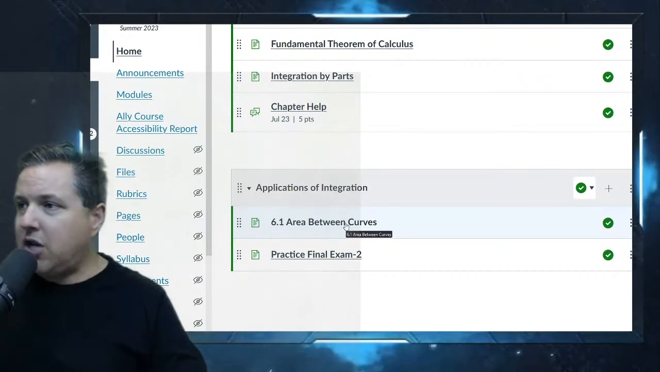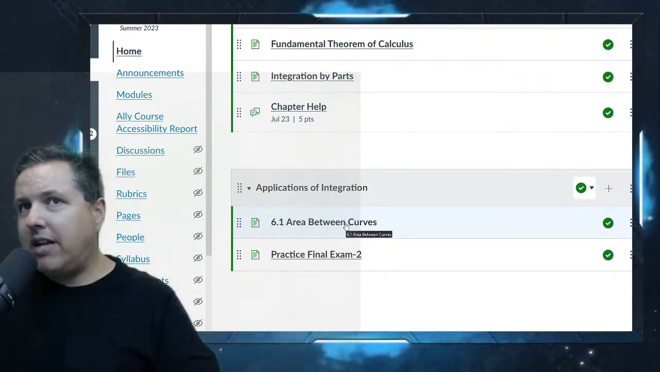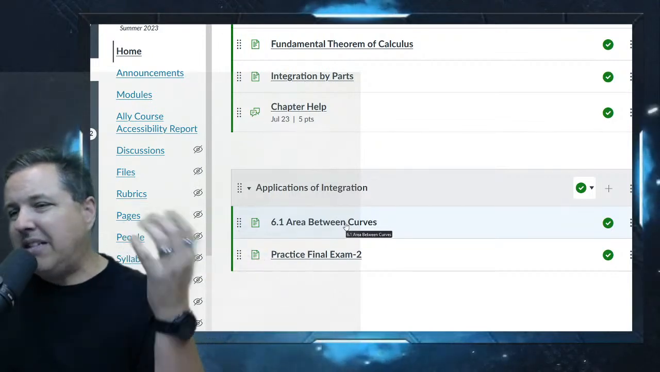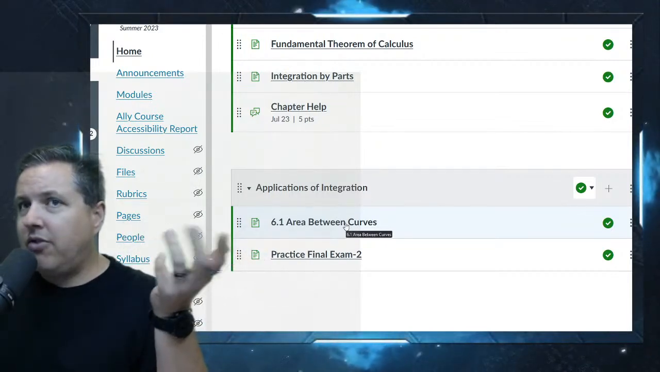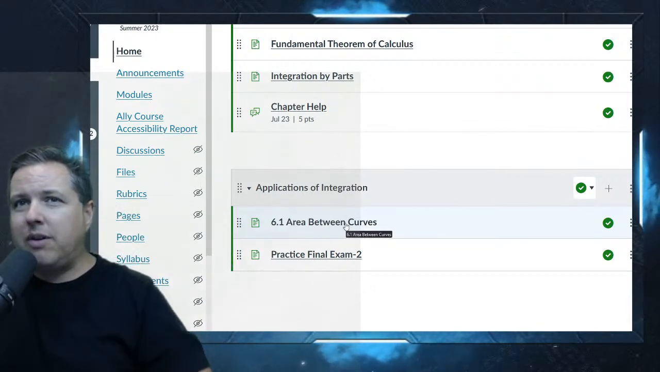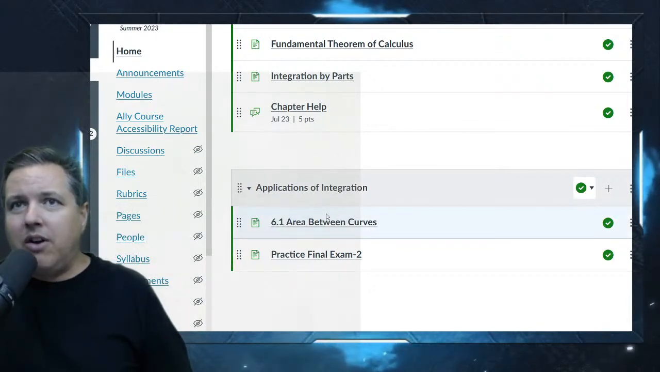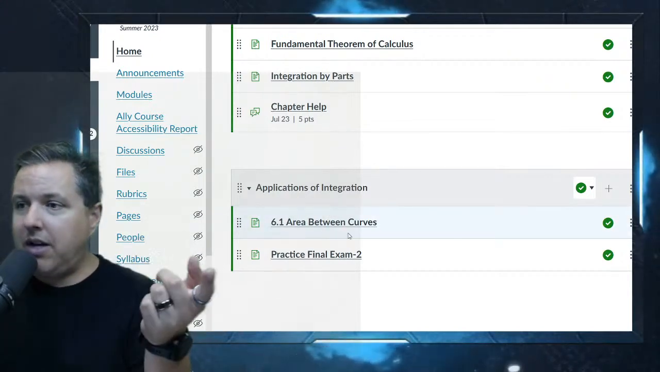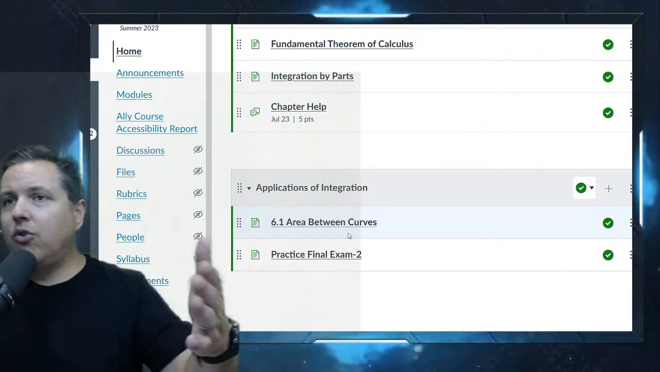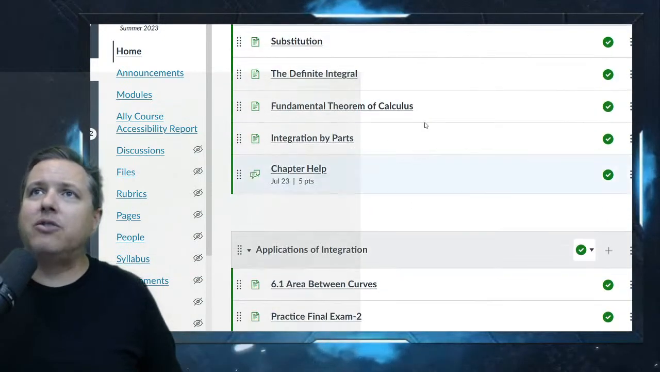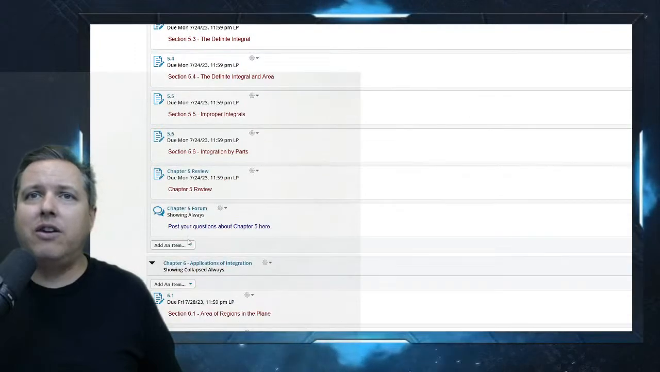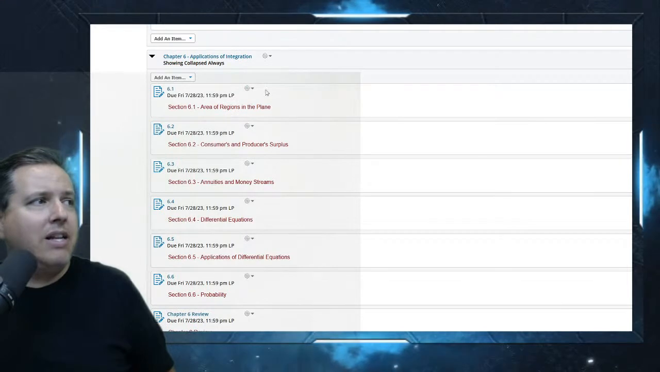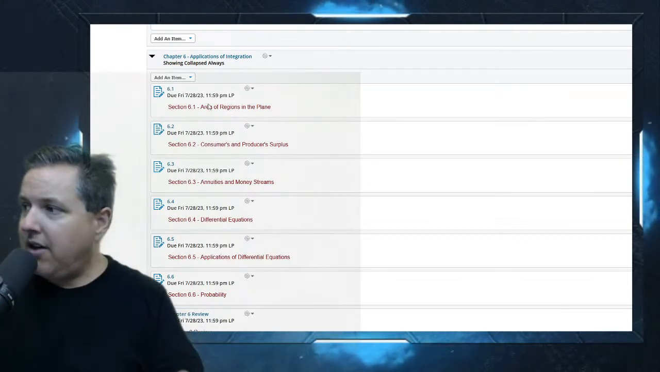The very beginning of chapter 6 will be on the final exam, area between curves, but the subjects that we cover after that, basically the stuff that we cover on Thursday, except for area between curves, I'm not sure exactly when we'll cover that. Anyways, let me make myself clear. Area between curves will be on the exam. The rest of the stuff in chapter 6 will not. So in fact, maybe it's easier if I show you in here for chapter 6.